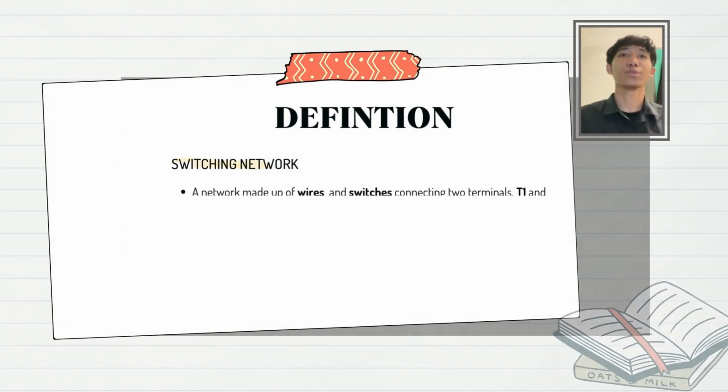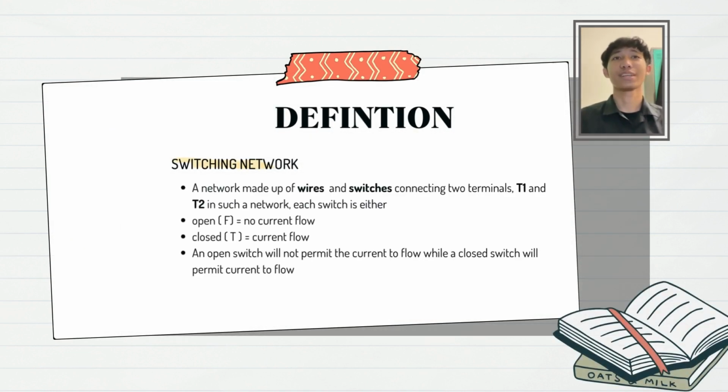Okay, now we move to switching network. For the definition, a switching network is a network made up of wires and switches connecting two terminals, T1 and T2. Each switch is either open, which we put as F. F is false and it is equal to no current flow.